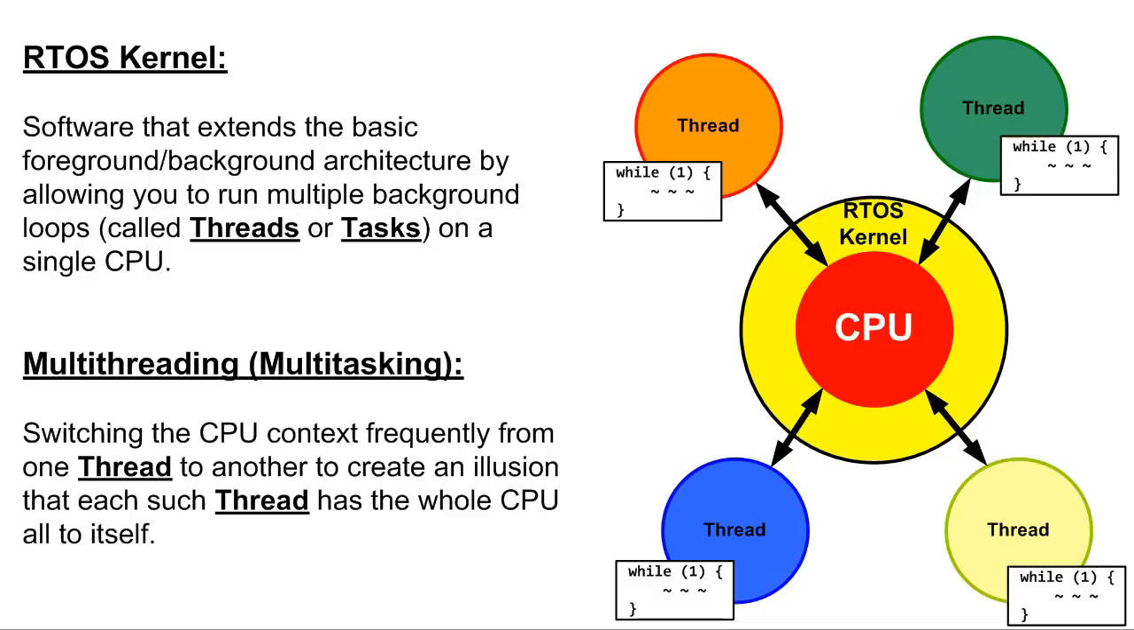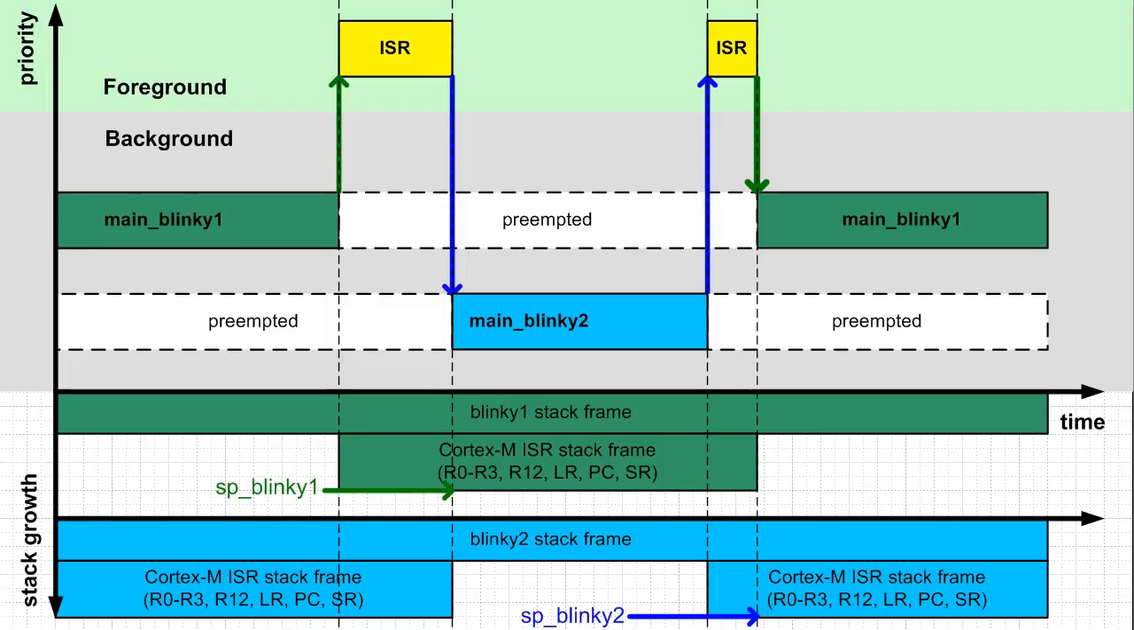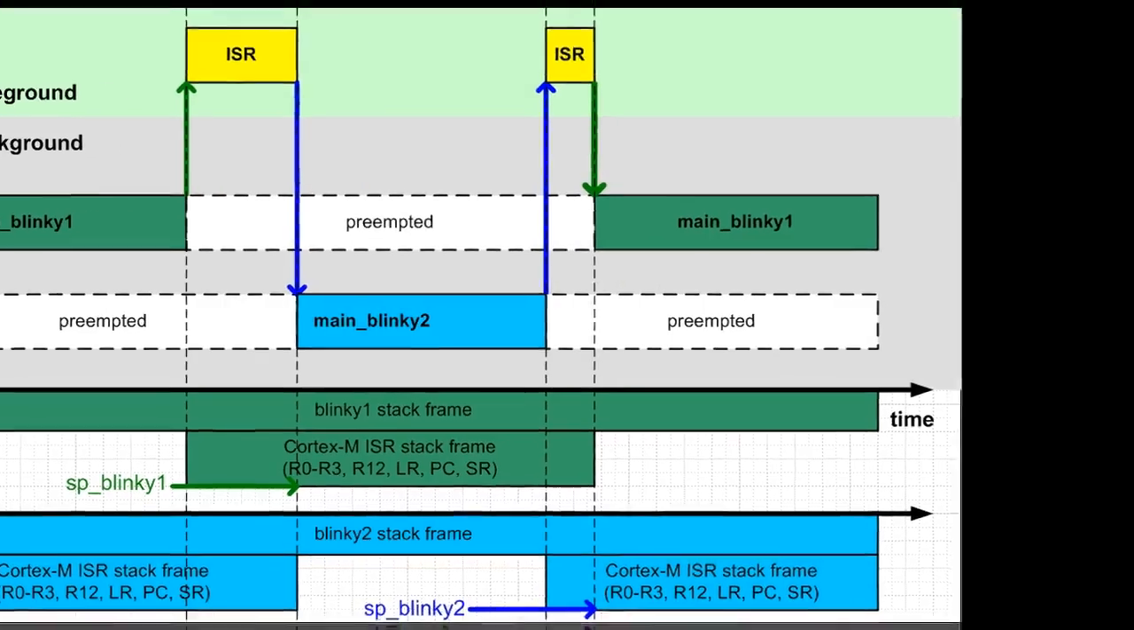You also learned the new terminology, in which the background loops managed by the RTOS are called threads or tasks, and the switching from one such thread to another is called context switch. Finally, in the last lesson 22, you've worked out an algorithm to perform the context switch manually. In this lesson, you will write the actual code to automate it.